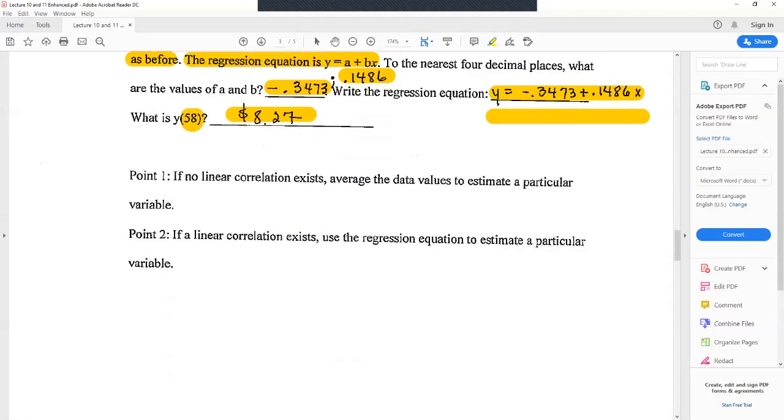A couple of points here before we move on. Point 1, remember, if no linear correlation exists, average the data values to estimate a particular variable. Point 2, if a linear correlation exists, use the regression equation to estimate a particular variable. And that is exactly what we did here. We found that we did have a linear correlation, and therefore we used the regression equation to estimate a particular variable. In this case, we estimated the amount of tip that would occur on a $58 restaurant bill.